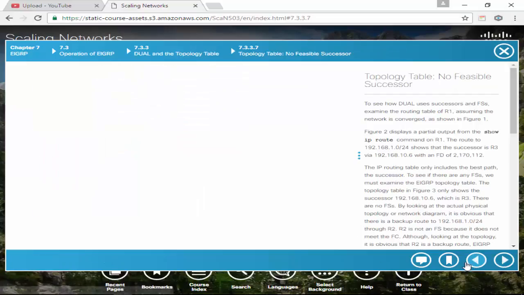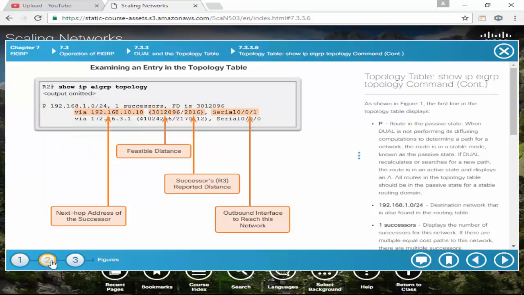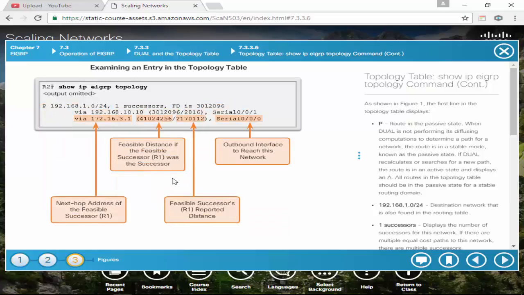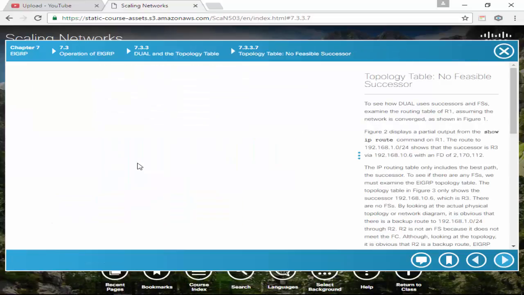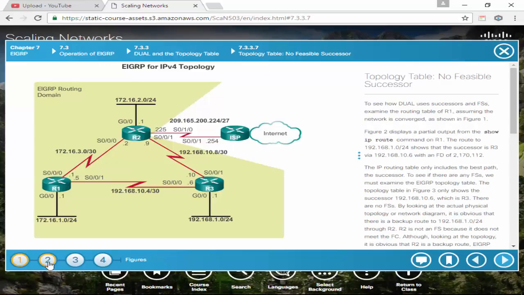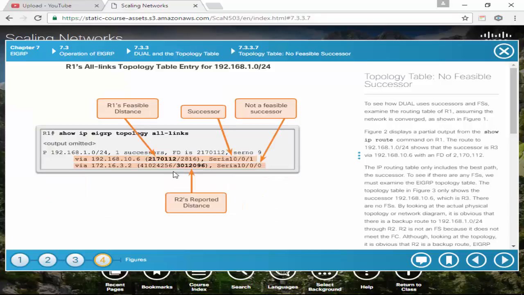Let's go back. Maybe it was going to show you the feasible successor. Yep, it's showing that it is a feasible successor, right? So first number of the show IP EIGRP topology is the feasible distance, or the metric of EIGRP. The second one's the reported distance, which is only important for the feasibility condition, right? So this one, we don't have a feasible successor, right? As we see, the reported distance is larger than the feasible distance of the successor.